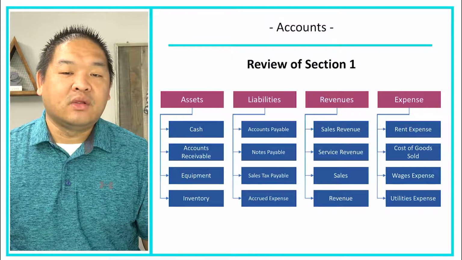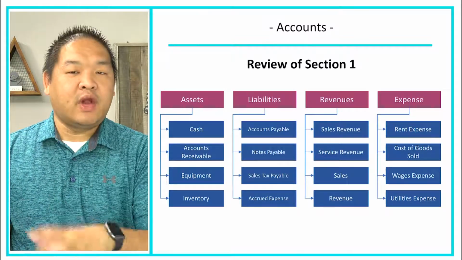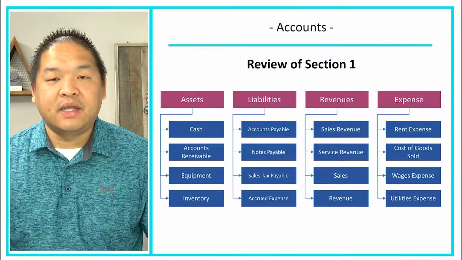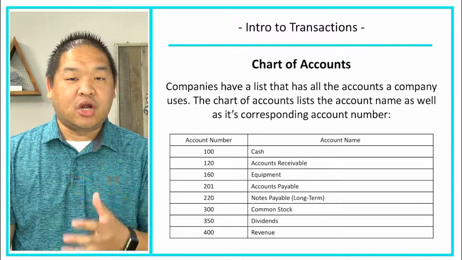That can't happen. They can only be in one component at the end of the day. Now, this is great and all. I'm telling you all of these accounts, but in the real world, how does it really work? Well, in the real world, a company comes up with something called the chart of accounts.